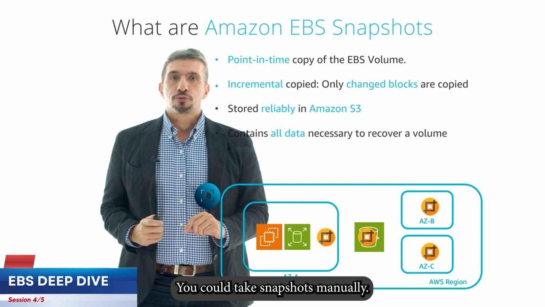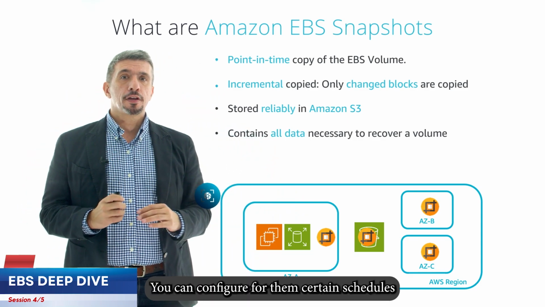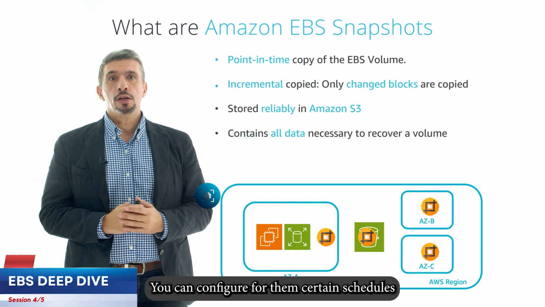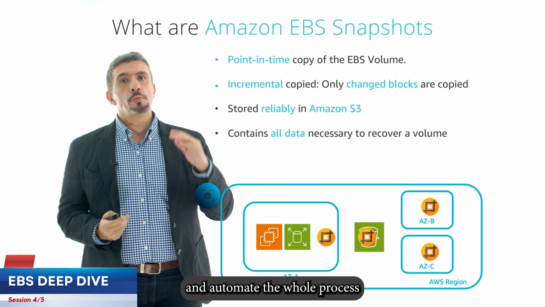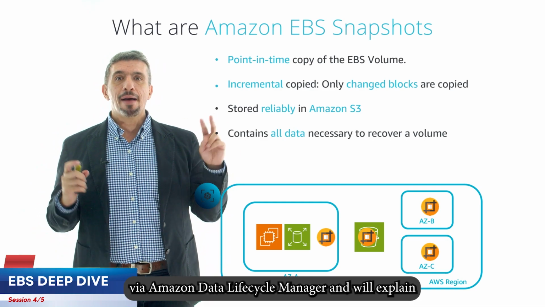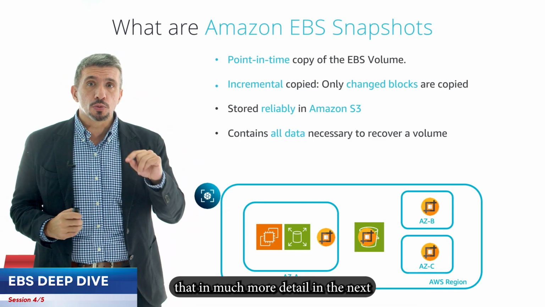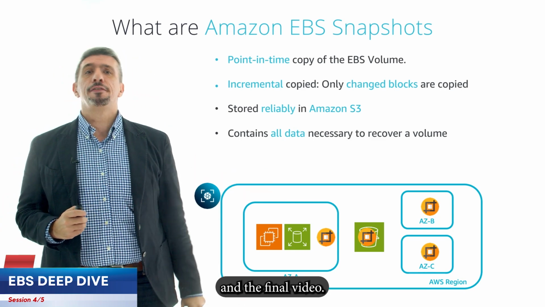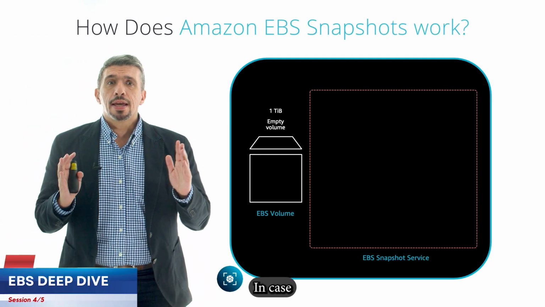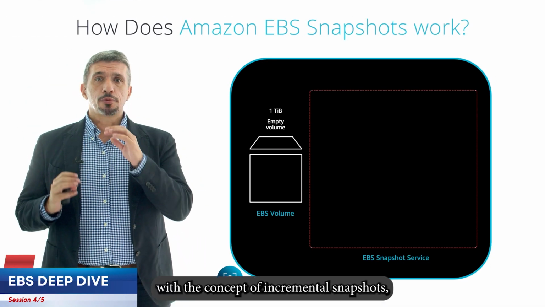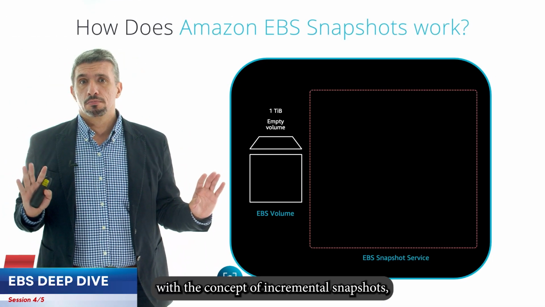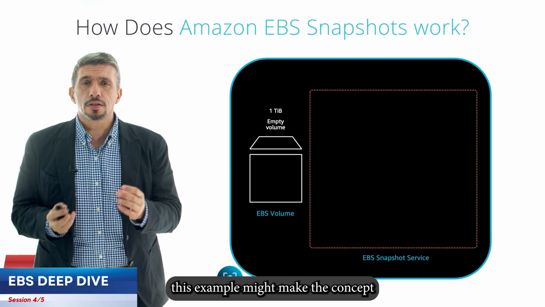You can take snapshots manually, you can configure a certain schedule for them, and you can streamline and automate the whole process via Amazon Data Lifecycle Manager, and we'll explain that in much more detail in the next and final video. In case you are not familiar with the concept of incremental snapshots, this example might make the concept clearer.